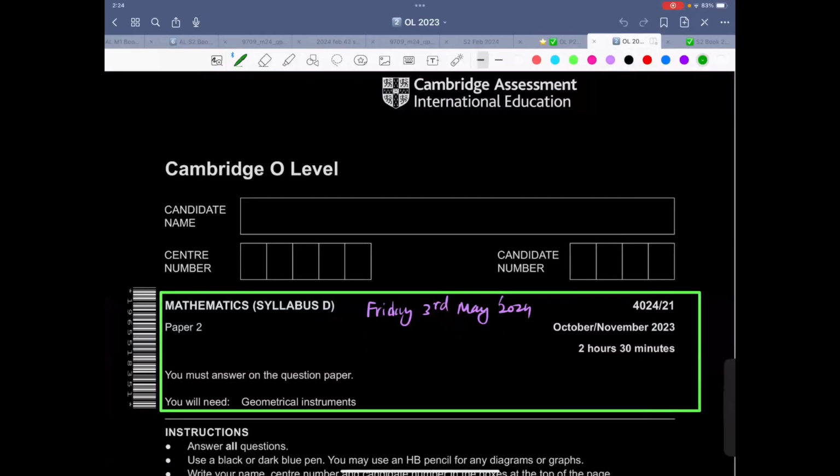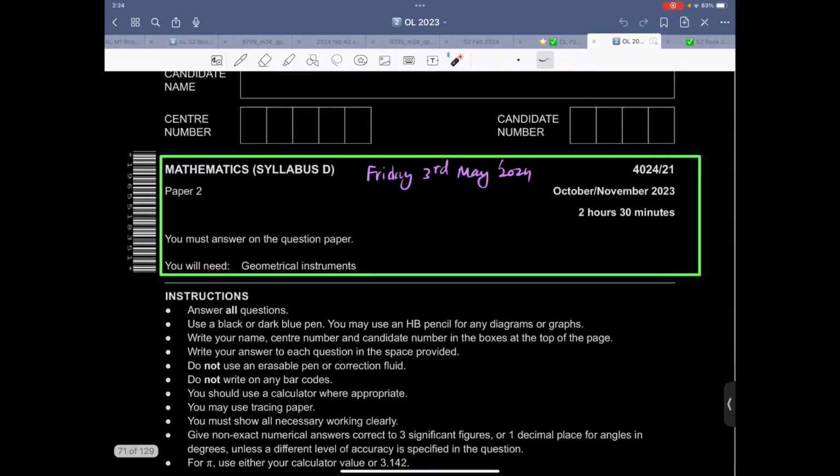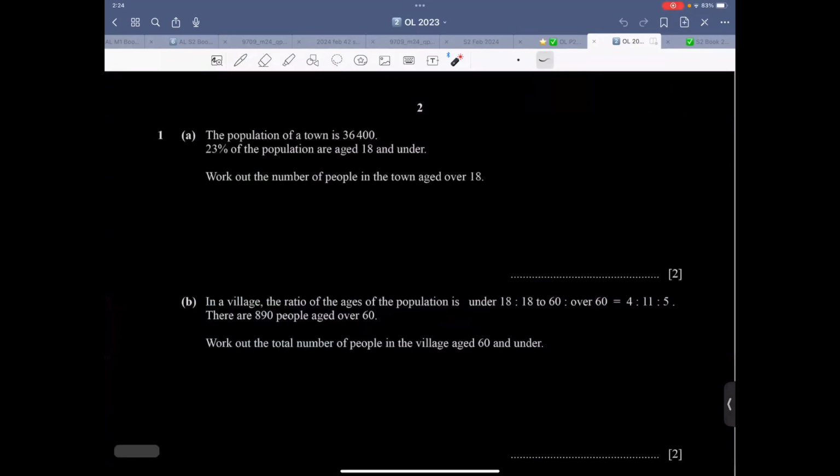We are starting with paper 2, O-level math paper 2, October/November 2023, variant 21. Let's look at the first question. Now we are starting at 224. Let me just write 225, round it up to the next integer. And let's look at the first question.